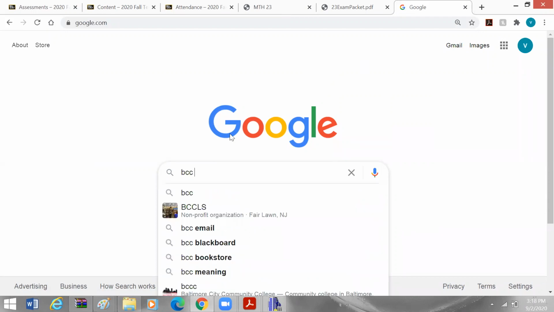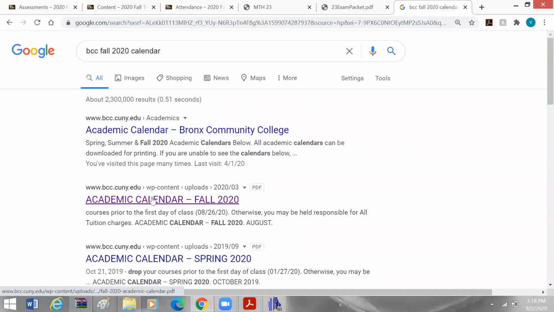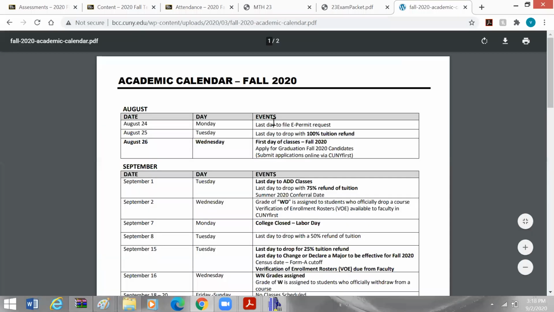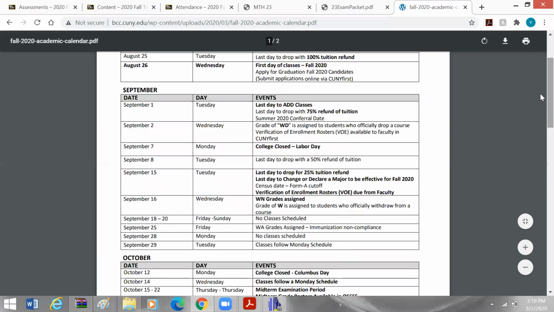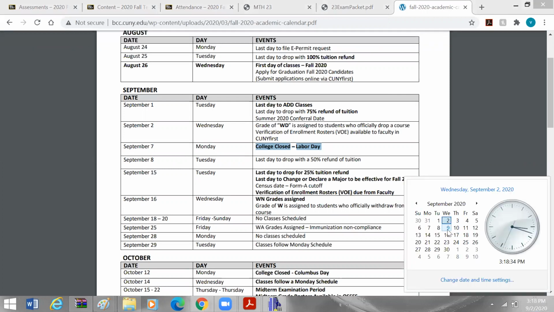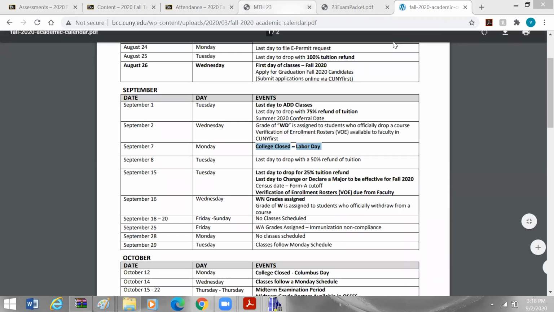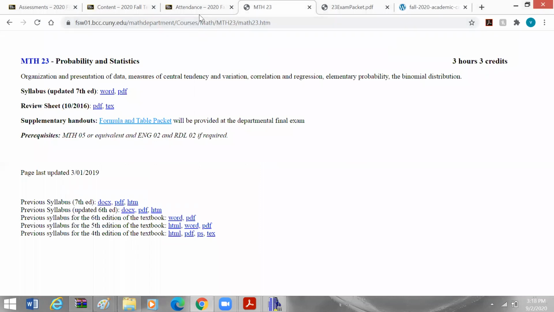I'm going to go to BCC and then the 2020 calendar. I want to make sure that we do not have to be on Zoom because of Labor Day. Yes, there's no class next Monday, so we're going to see each other again on Wednesday, meaning that this homework will be postponed until the following Monday, which is September 14. Are we good? So the second homework will be postponed until September 14. All good. Okay.